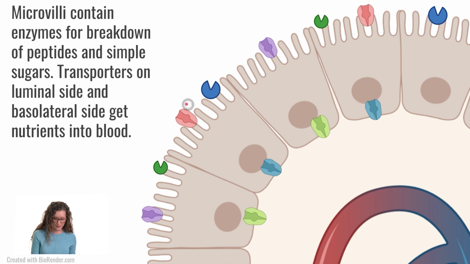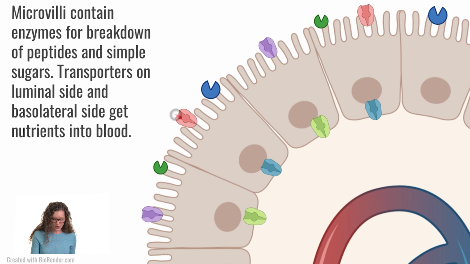Represented in this image here, I am showing you several different kinds of transporters on the luminal side of the enterocyte, and then several other kinds of transporters on the basolateral side of the enterocyte. As we move through the semester, we will talk in very specific detail about what are the transporters required for the luminal side for specific carbohydrates, specific proteins, what are the transporters that are required on the basolateral side for specific carbohydrates, for specific proteins.